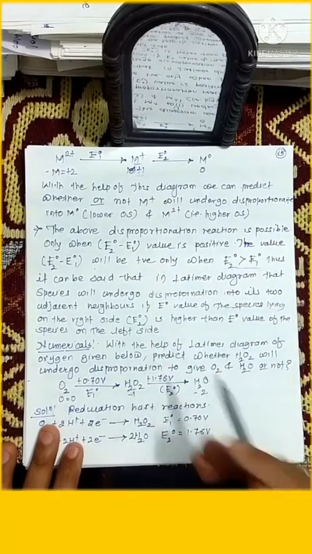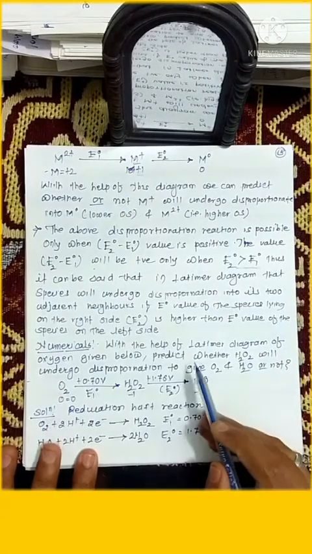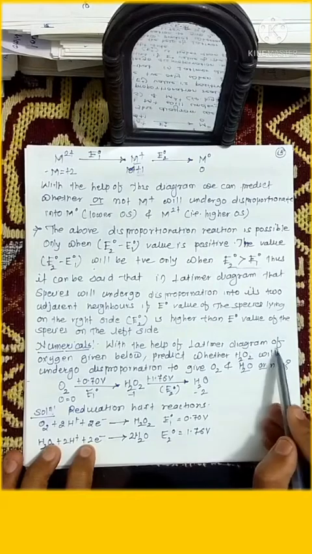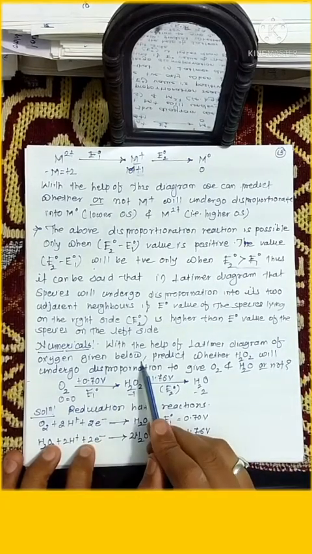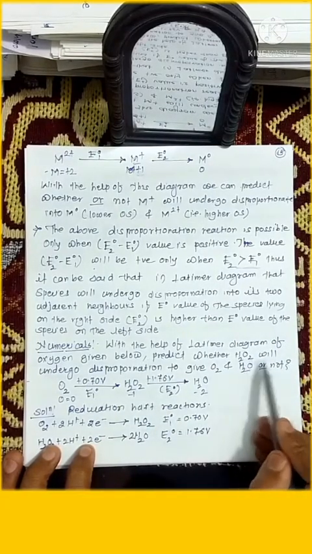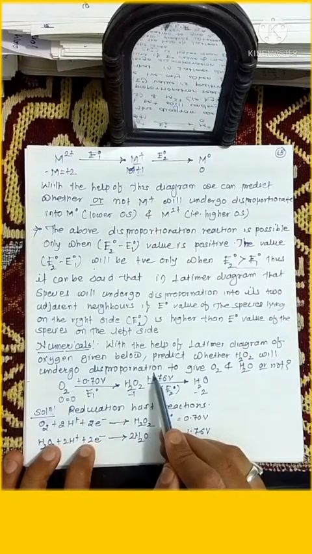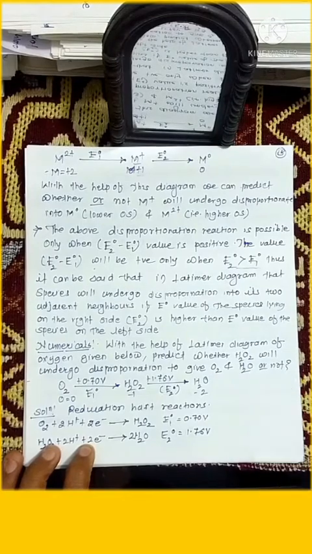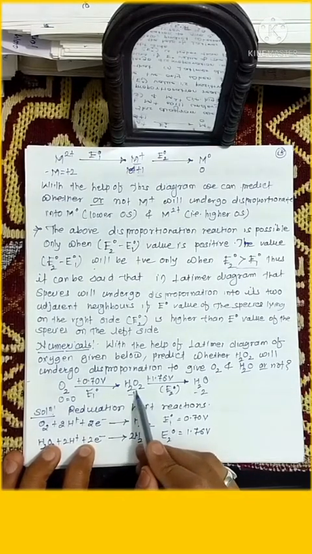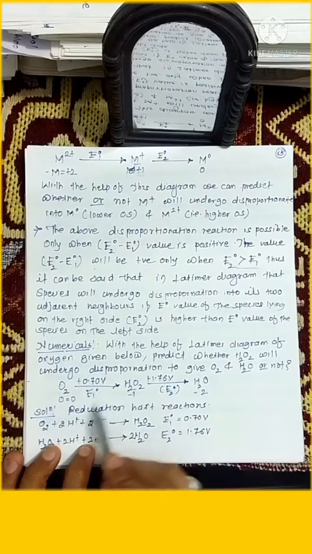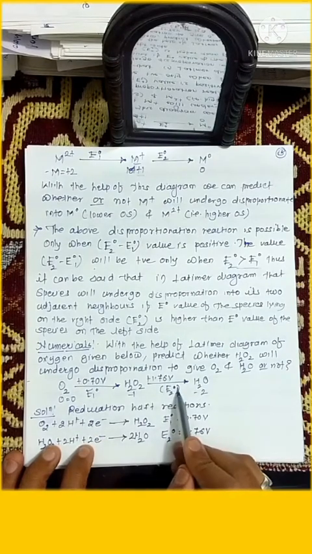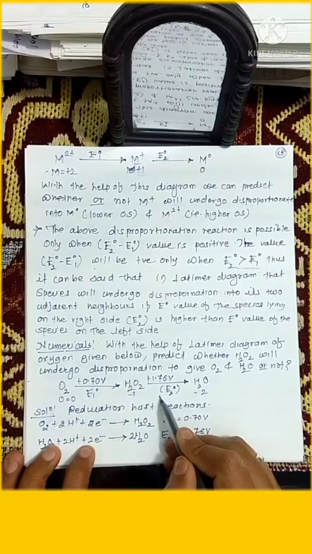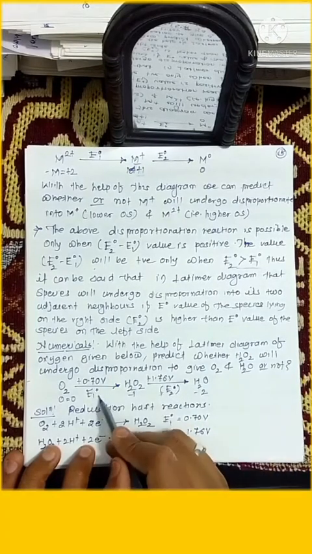So now we are going to solve some numericals based on Latimer diagram. So with the help of the Latimer diagram of oxygen given below, predict whether H2O2 will undergo disproportionation to give O2 and H2O or not. So just see, in this case, this is the Latimer diagram which is given. Now simply see E2 value and E1 value.